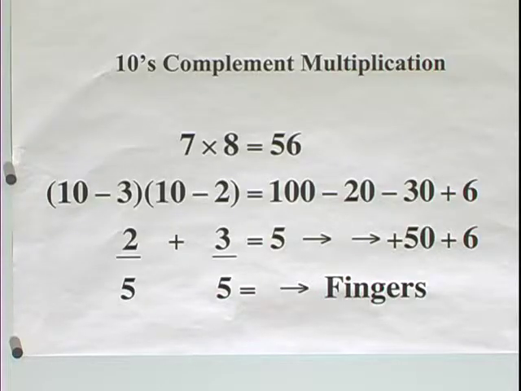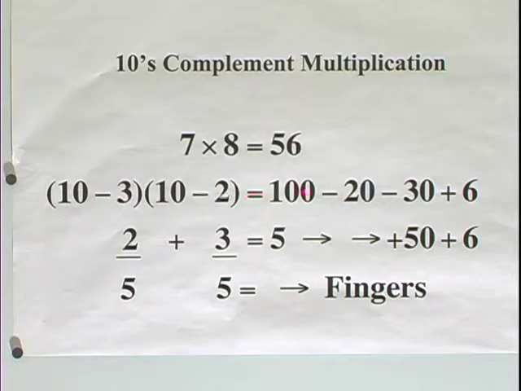In this clip, we will demonstrate why tens complement multiplication gives us an accurate result. We're going to multiply 7 times 8. We're going to get 56. The tens complement of 7 is 3. The tens complement of 8 is 2. I'm going to write 7 as 10 minus 3 and 8 as 10 minus 2. And I'm going to do the binomial multiplication now.